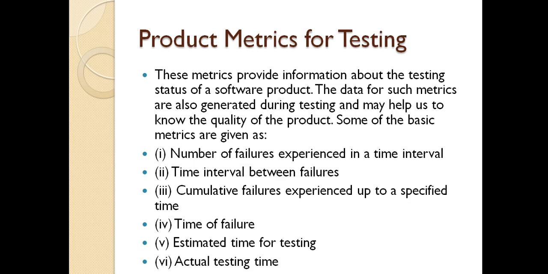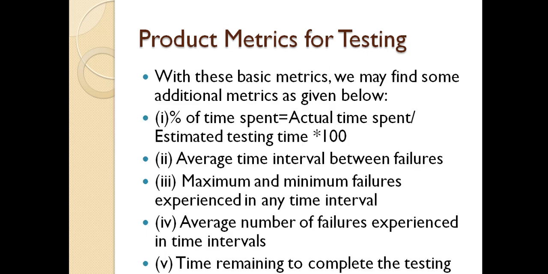He will check the time interval of the number of failures calculated. Then he will check the time interval between failures. He will check the total time of failure. He will calculate the estimated time and actual time. Means he will check the estimated time for testing, and product metrics also check the actual testing time.